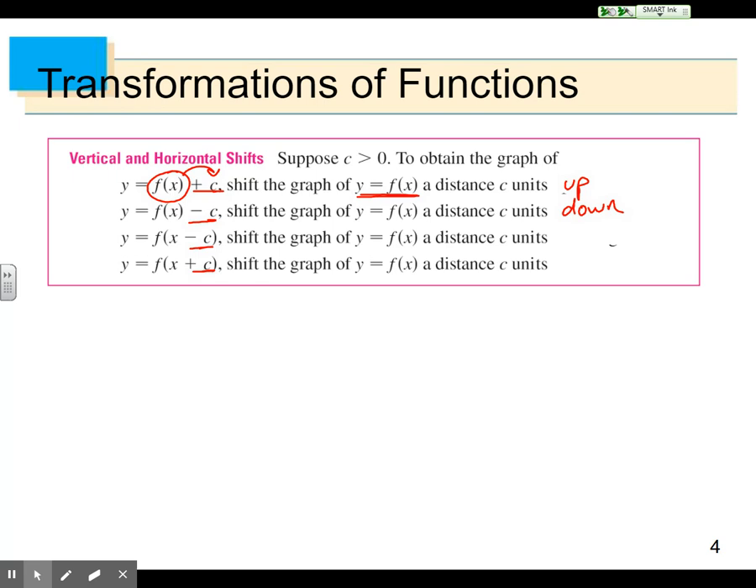If it's on the inside, it's going to be backwards. So this minus C, since it's on the inside of the function, we're looking at it moving horizontally. And so minus C, I would think move it to the negative side, to the left. So I got to think opposite. Instead of moving it to the left, if I'm subtracting C on the inside, I'm actually going to move it to the right. Whereas if I was to add C, I would move it left.